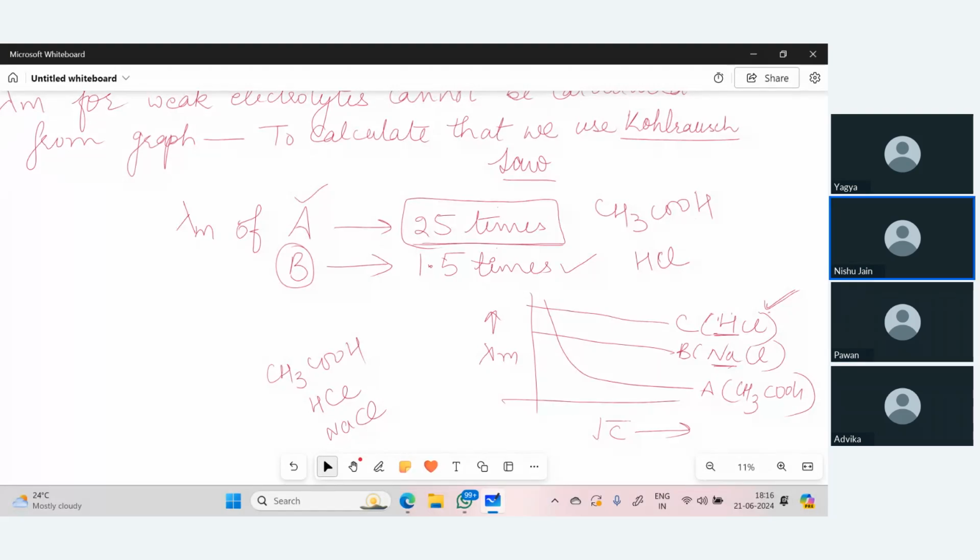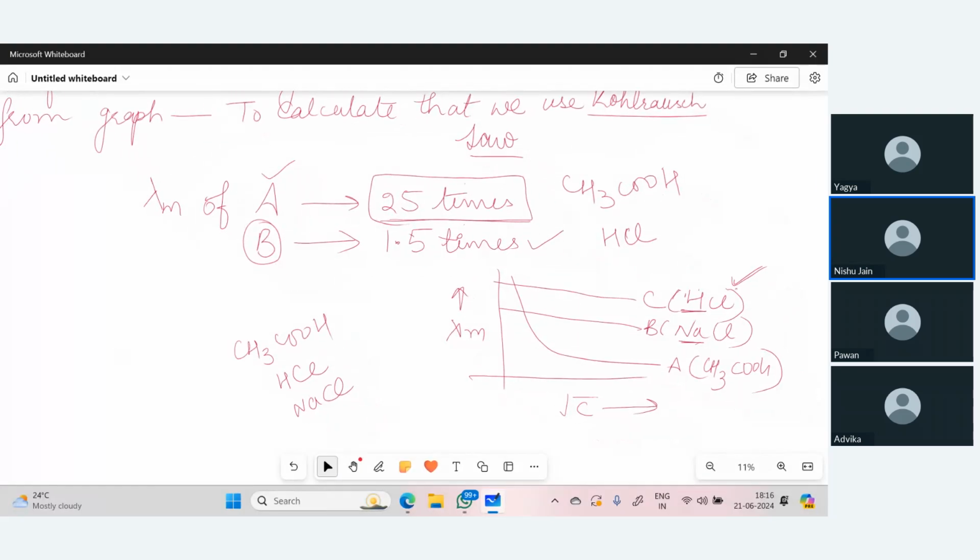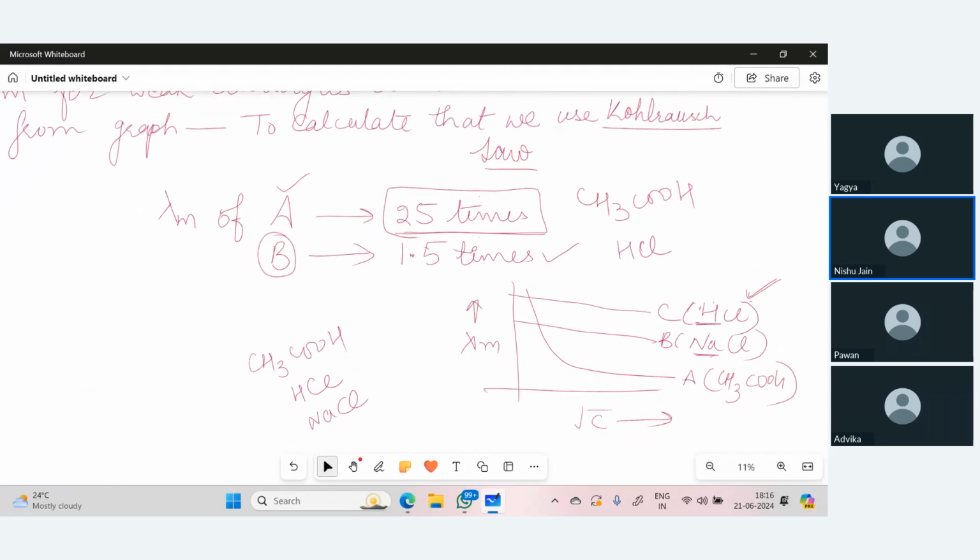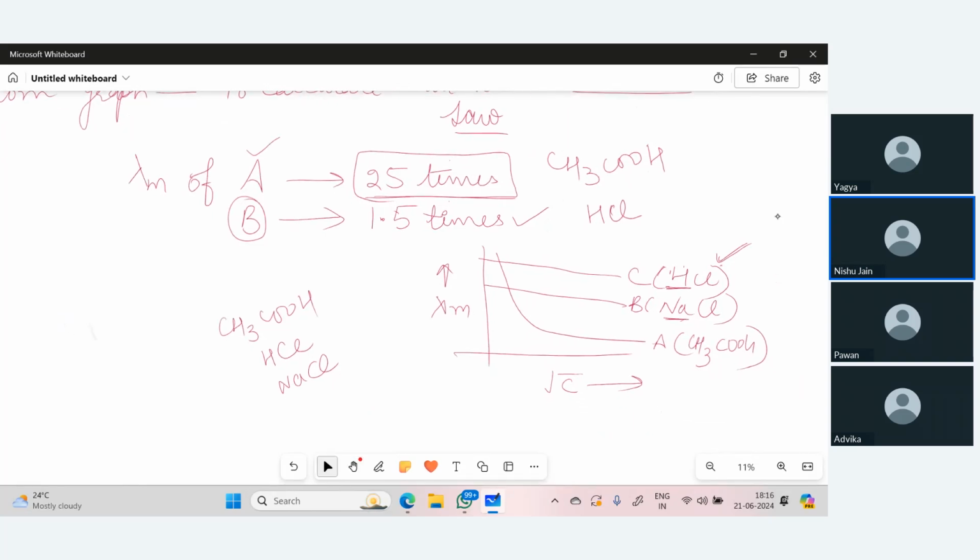So these types of questions they can ask. They can give you that A increases this many times and B increases this much, and ask which one is strong and which is weak, or they can give you a graph of A, B, C and you have to write which is acetic acid, which is HCl and which is NaCl. This completes one topic. In the next class, we'll finish this topic, plus we will start the electrolytic cell. Mostly in 2 classes we can finish. Next week we will finish this chapter.